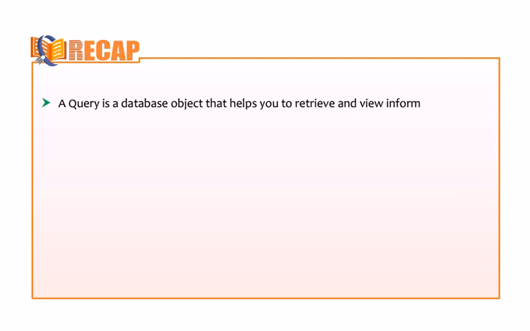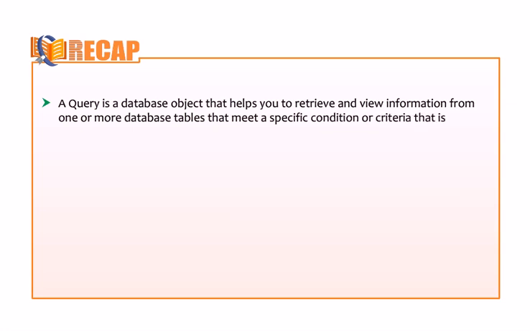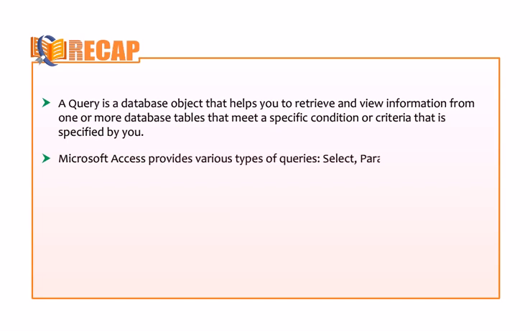Okay students, let us take a recap of this chapter. A query is a database object that helps you to retrieve and view information from one or more database tables that meet a specific condition or criteria that is specified by you. Microsoft Access provides various types of queries: Select, Parameter, Crosstab, Action and SQL query.